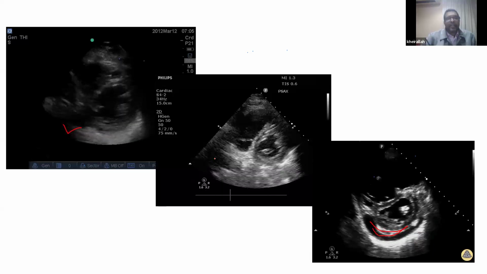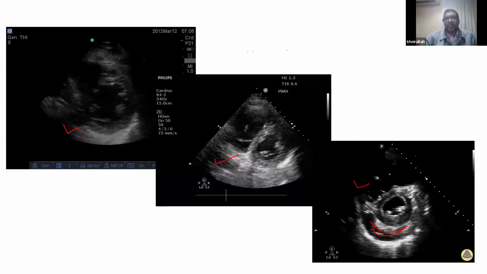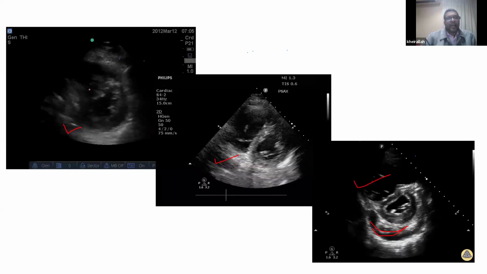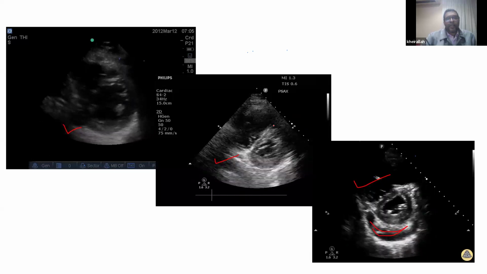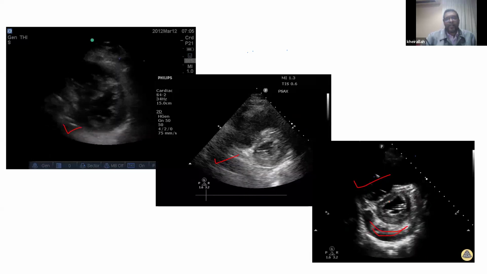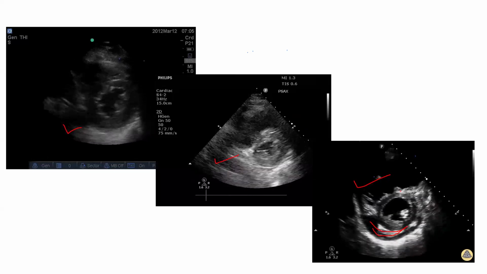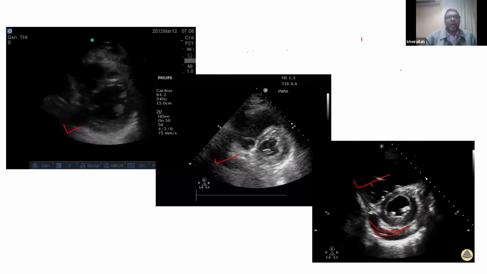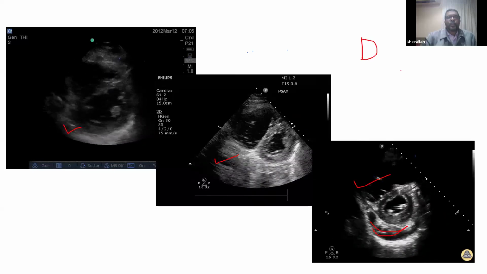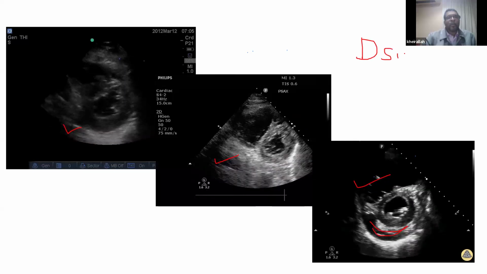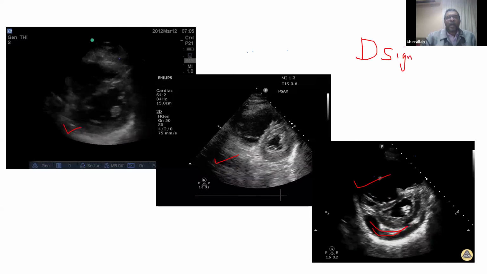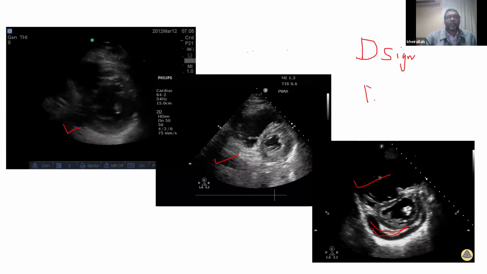This is mildly dilated, this is moderately dilated, this is severely dilated. And look at the septum. It is flattened here, it is more flattened here, it is very flattened here. Yes, so flattening of the septum, sometimes they call it D-shape, D-shape or D-sign. Or sometimes they call it D-shaped what?